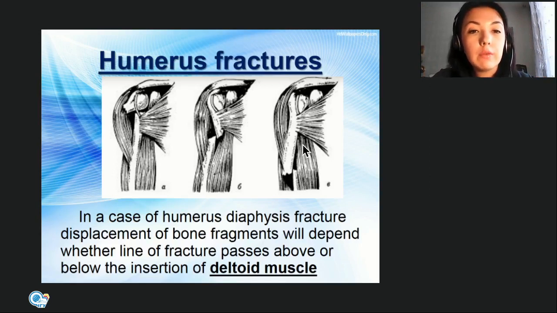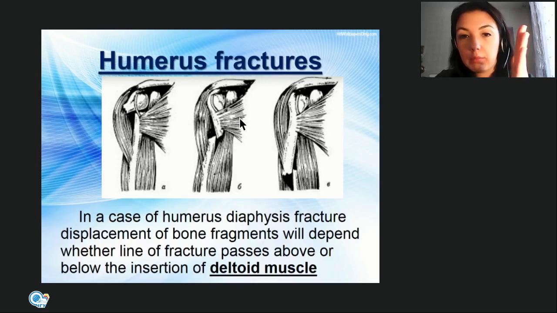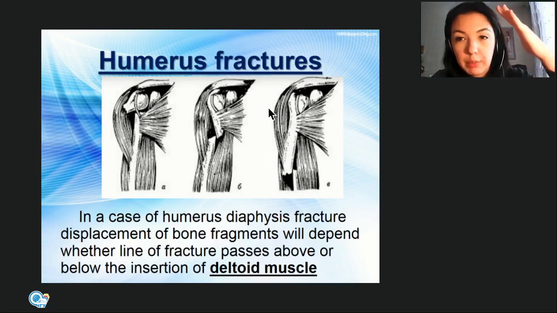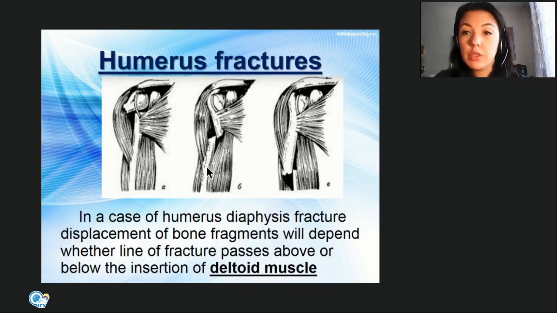If the insertion of the deltoid muscle is located lower than the fracture line, then due to the tension of adductor muscles, which are other muscles of the shoulder girdle, like the infraspinous and subscapular muscles, the central end will be displaced medially, will be adducted in relation to the distal end. Yes, so it's obvious.